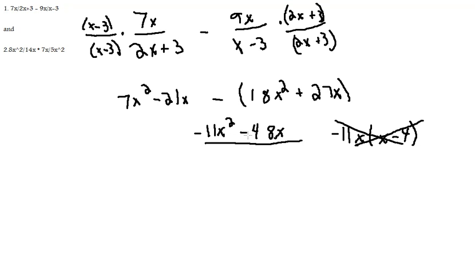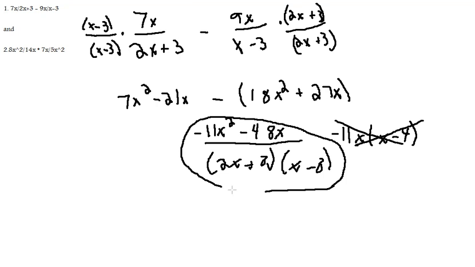So I'm going to be left with this divided by that long denominator, 2x plus 3 over x minus 3. That should be a 3, and that should be a 3. Okay, that was sloppy. And that's it for that particular problem, that example.